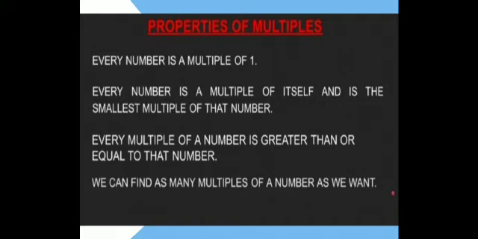Then every multiple of a number is greater than or equal to that number. Every multiple of a number is either greater than or equal to that number, right? And the last one is we can find as many multiples of a number as we want. Whatever number of multiples we want to find, we can find. How? Just by multiplying the two numbers, right?